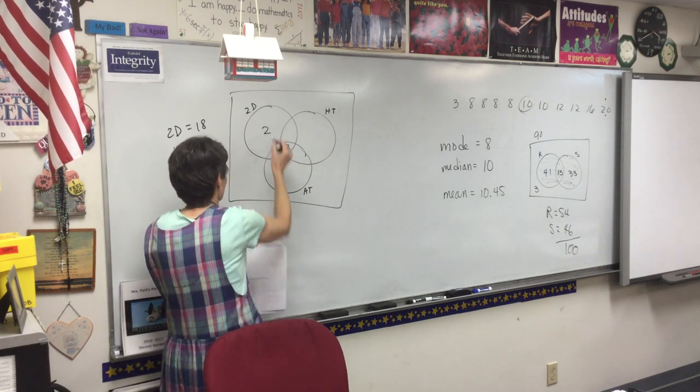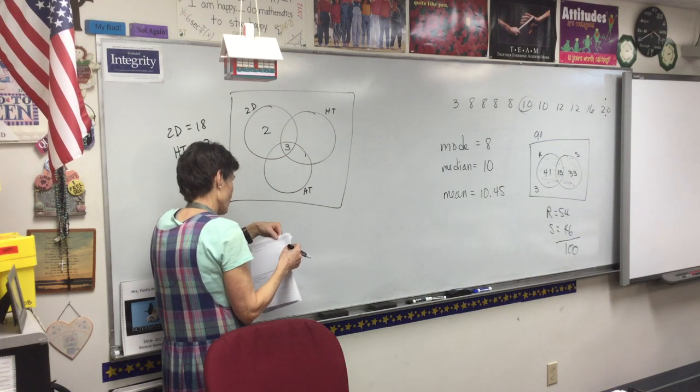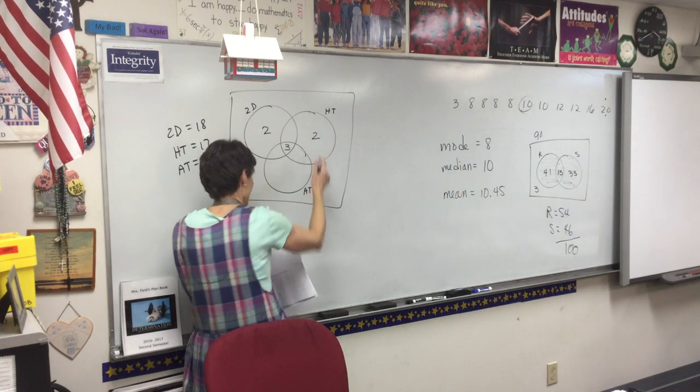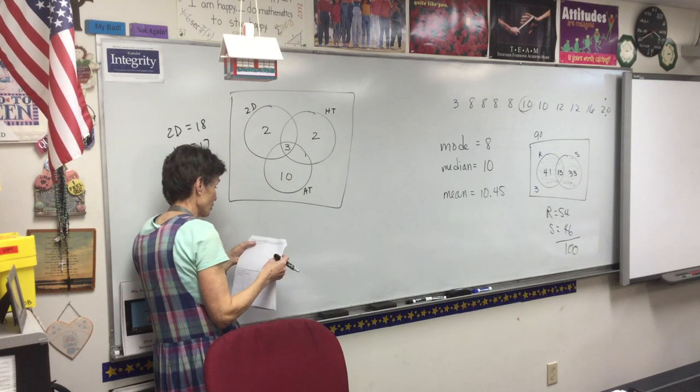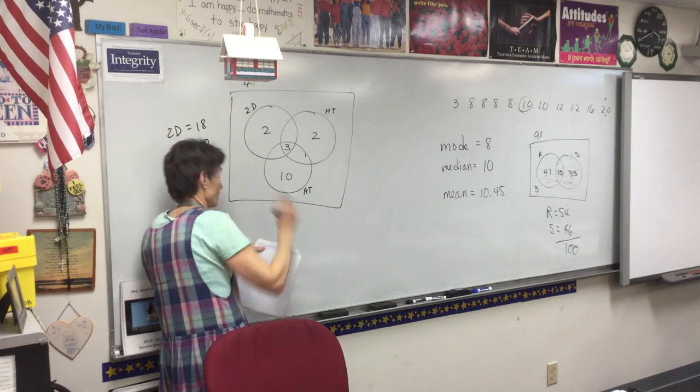Two have only two doors. Two have only a hard top. And 10 have only an automatic transmission. And 41 cars altogether.